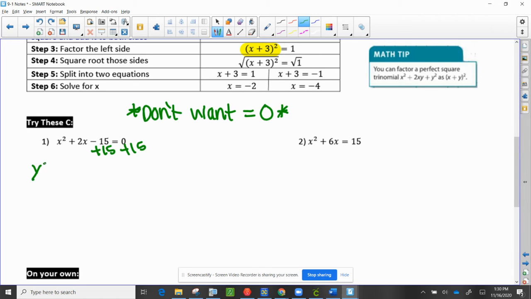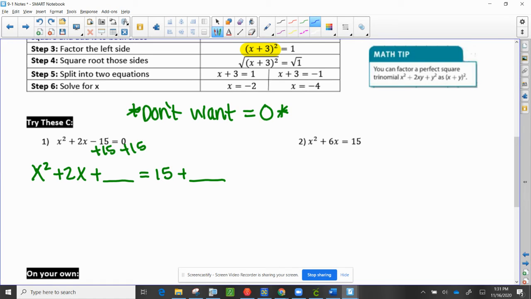So we're going to have x squared plus 2x. Now I'm going to leave a plus blank because we're going to complete the square, is equal to 15 plus blank. Because again, whatever I added on the left, I have to balance on the right side and keep it equivalent and add that same number in.